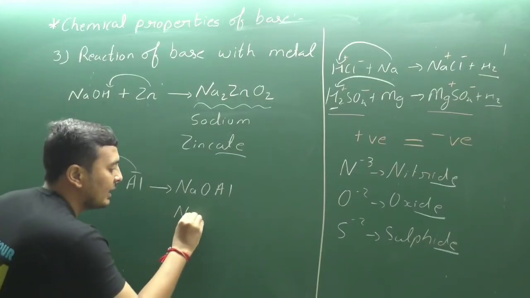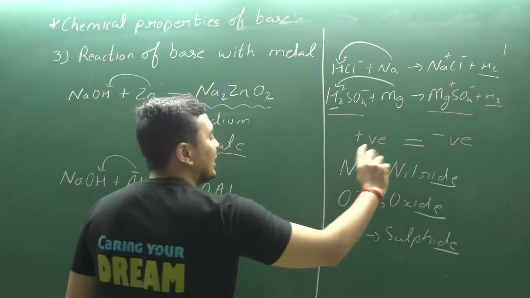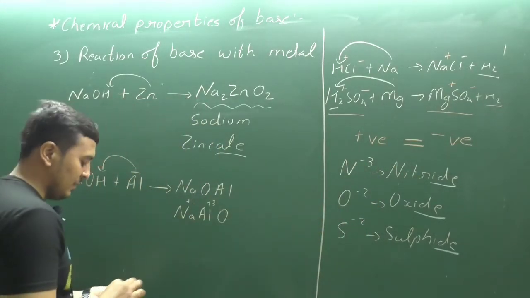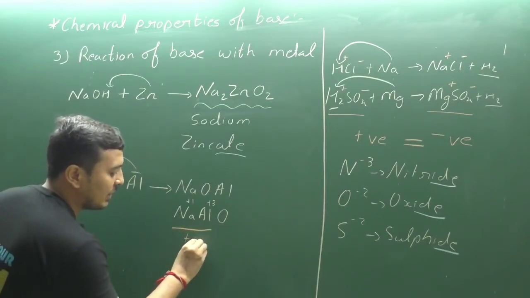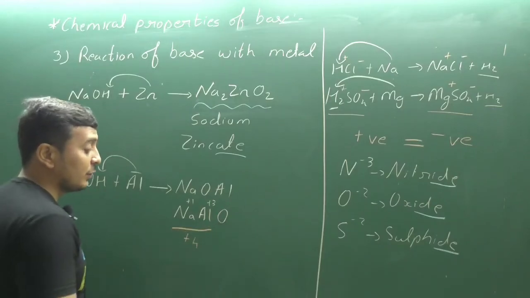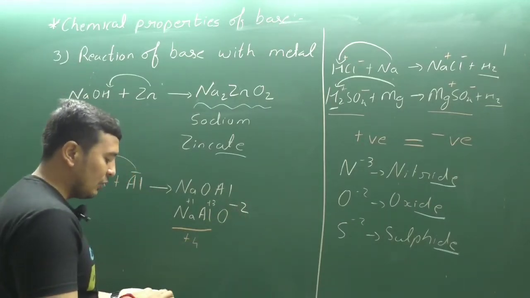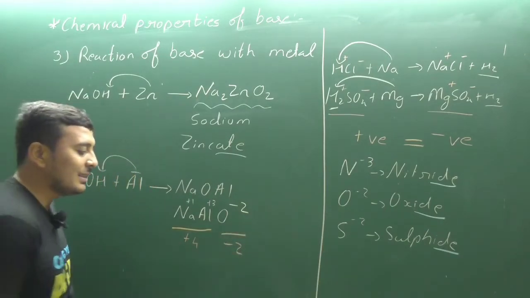That is NaAlO. Now let us balance the charge. Na has plus 1 charge, aluminium has plus 3 charge. So total charge is plus 4, plus 1 plus 3, plus 4. Oxygen has minus 2 charge, so the negative charge is minus 2. They are not equal. So how to balance them?